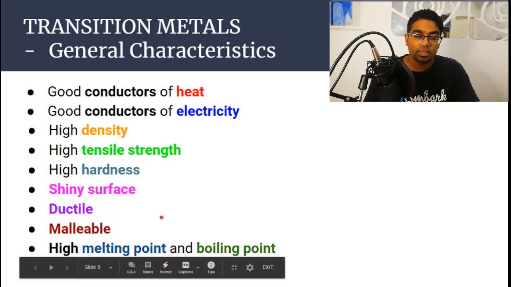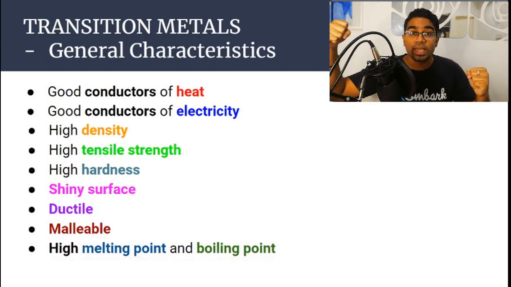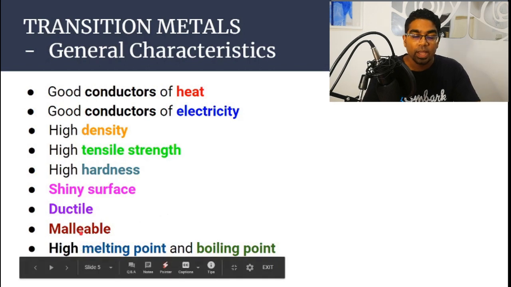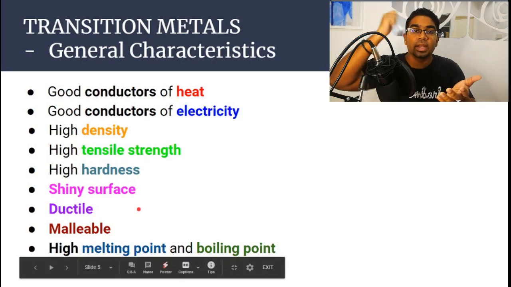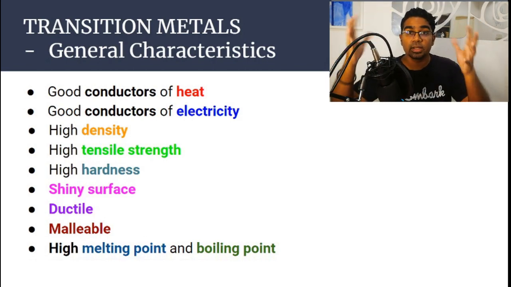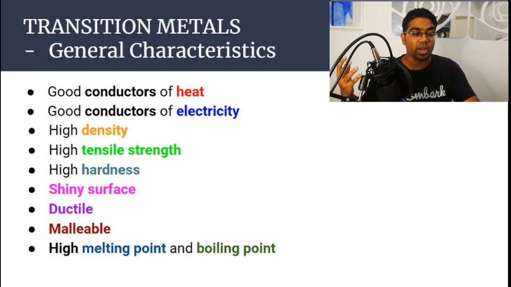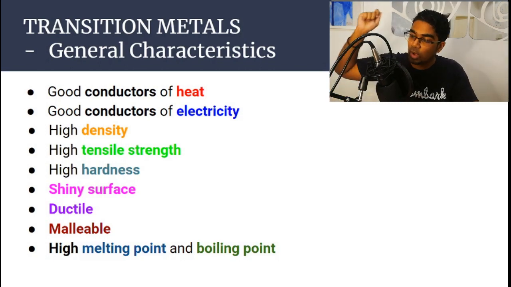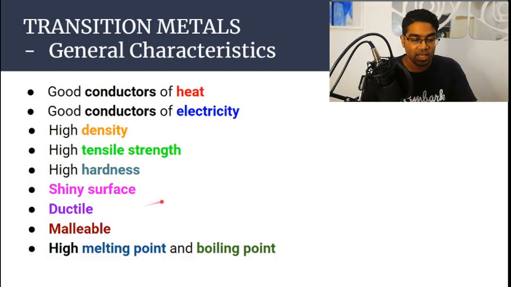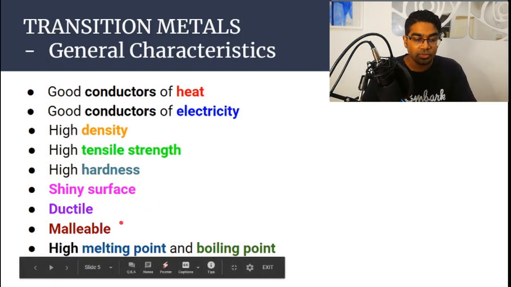Ductile is the property of a metal that makes it possible to pull the metal into wires. So to stretch it out into thin wires, that is ductile. Malleable means we can hammer the metal, flatten it, and make it into different shapes. For example, a metal vase. The property of metal being malleable enables us to hammer it, make a metal sheet, and then shape it into a vase. Generally metals have high melting points and boiling points.